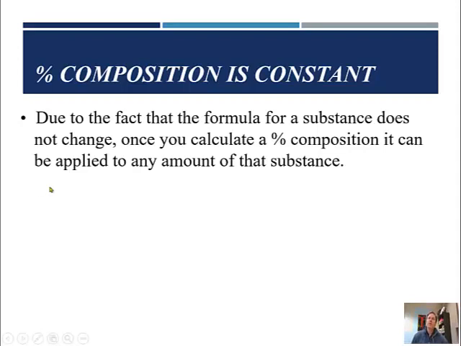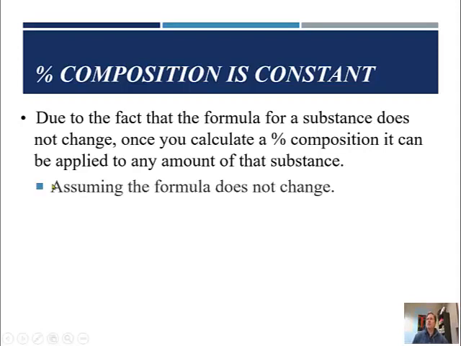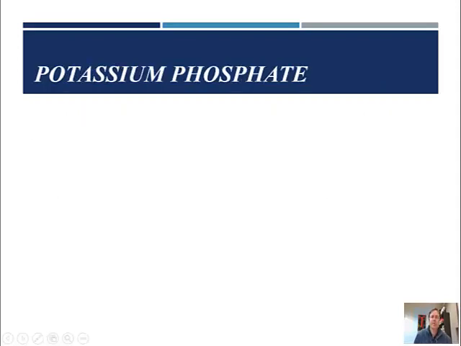And we can use that to figure out how much of a certain element we might have in any given amount. It's going to sound very similar to what we talked about when we figured out the average atomic weight when we were looking at isotopes and percent abundance. We're going to do the same thing, except rather than percent abundance, we're going to have the percent composition. So let's look at potassium phosphate.